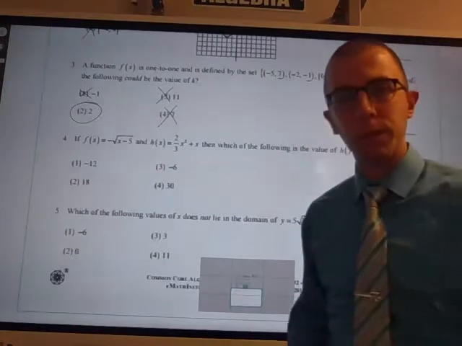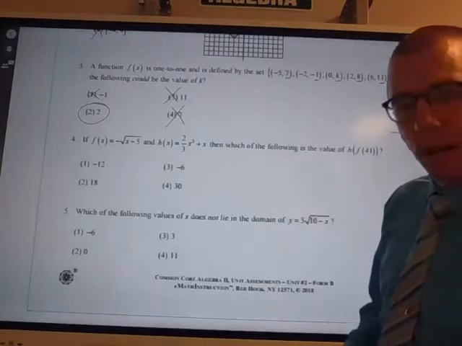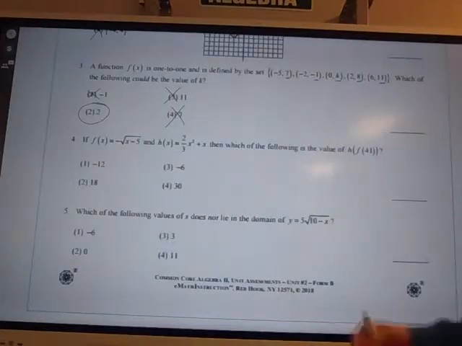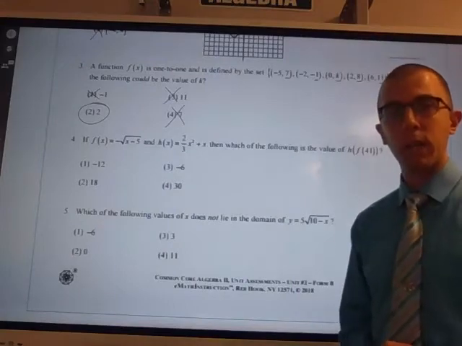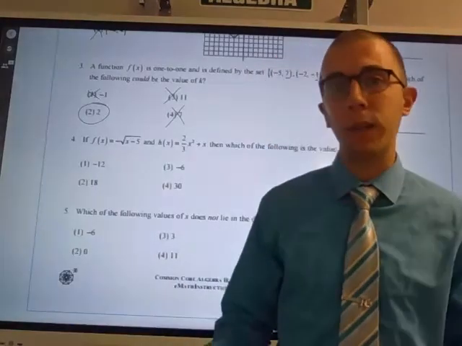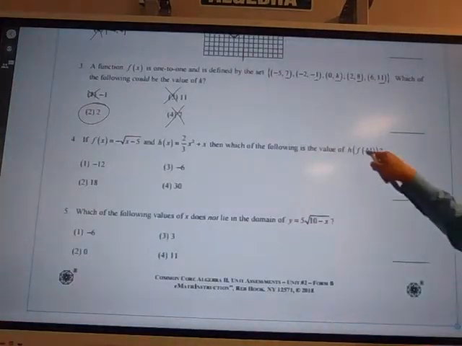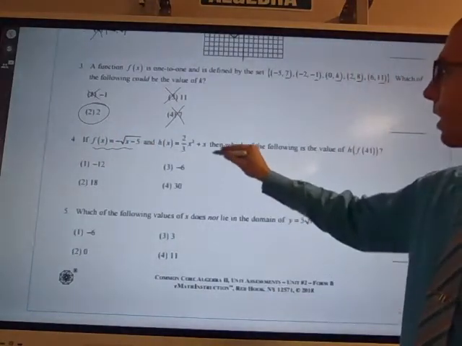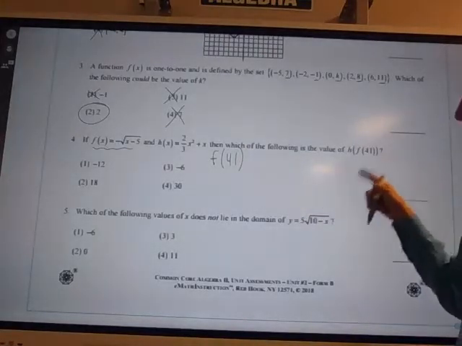Number 4, this was a bit of a tricky one. If f of x equals the negative square root of x minus 5, and h of x equals 2/3 x squared plus x, then which of the following is the value of h of f of 41? Here we are working with a composition of functions, one function inside another. Two functions composed together to get one value. So if I have f of 41, I'm going to start with my f of x function. F of 41. Remember, you work from the inside out.